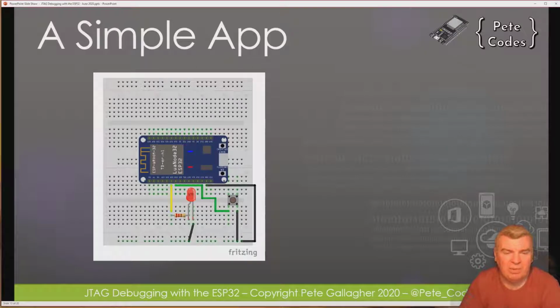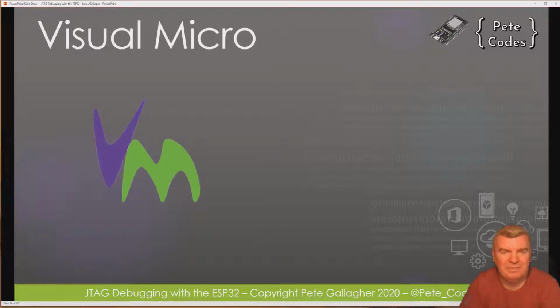I've got a really simple circuit here with an LED and a button. This is pretty much the standard Hello World circuit that you'd wire up to any piece of IoT stuff to make sure that you can read inputs and set outputs. So nothing particularly complicated.